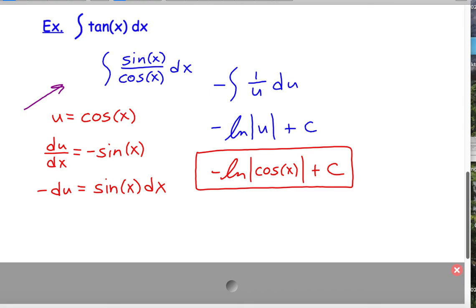Let's check. Let's take the derivative. The derivative of natural log of something is 1 over something. And then times chain rule, the derivative of that something, derivative of cosine, is negative sine. The negatives cancel each other out. I have sine over cosine, which is tangent. Voila. Magic. Math magic. Okay, so hopefully this gives you a little better understanding of U-substitution.